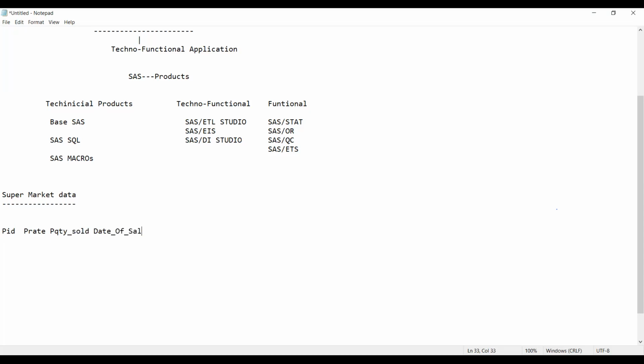Date of sales. Okay, guys. What is it that you have? Product ID, product rate, product quantity sold, and date of sales. These are the columns you have. Now guys, I'll write some data.